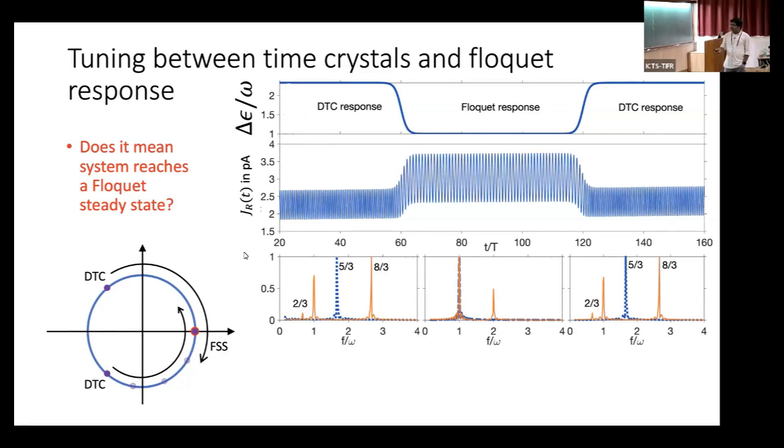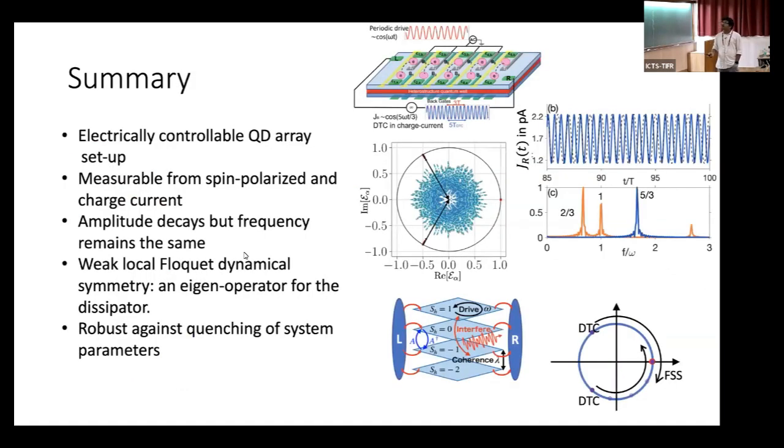So with this, let me now summarize. What I showed you is that there can be an electrically tunable quantum dot array setup where we can implement a way to measure a time crystal in current. And we can have both spin polarized and charge current. The amplitude decays, but the frequency remains the same. This is due to our weak local Floquet dynamical symmetry.